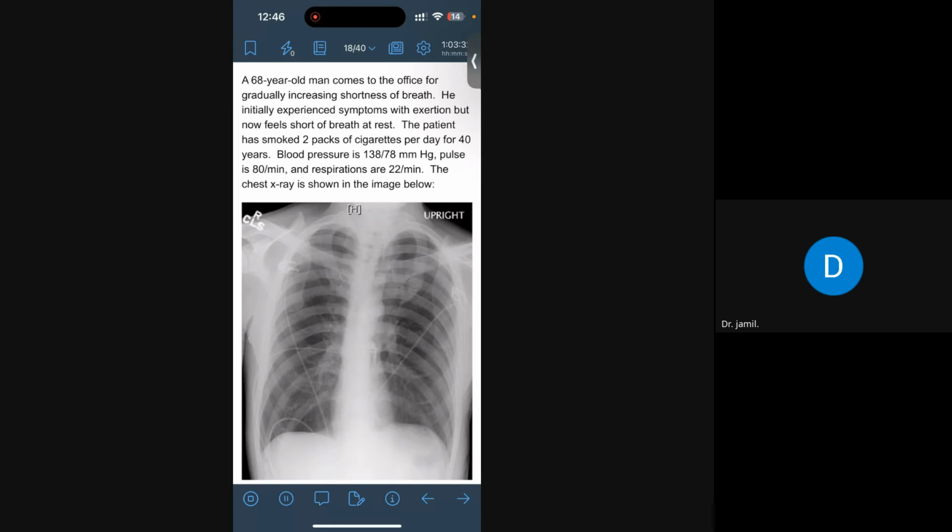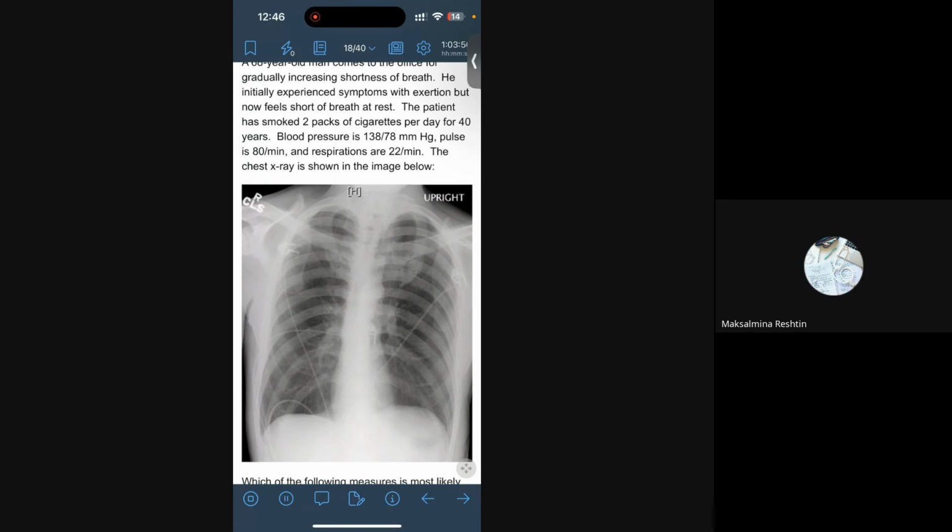So can you see the narrow mediastinum in this diagram? The mediastinum is very narrow. You can also see hyperinflated lungs. So what will be the diagnosis here? COPD. The X-ray is very clear here.